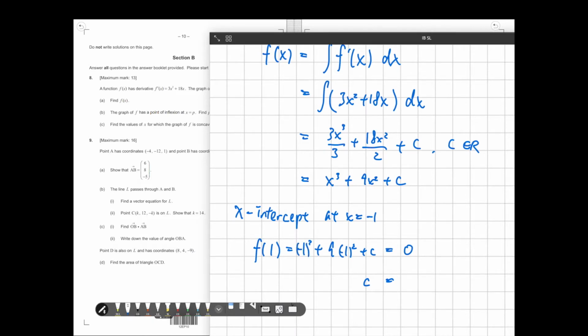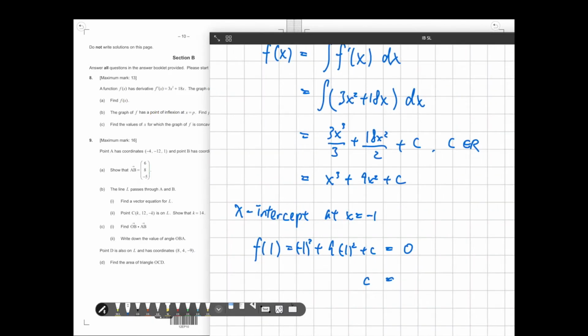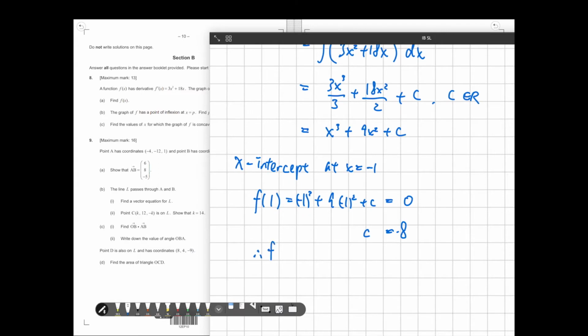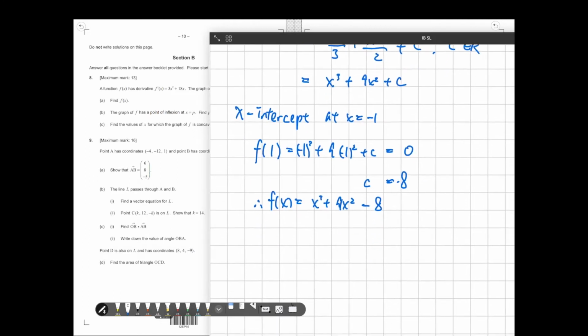So -1 cubed is -1, so we can get c to be -8. Yeah, so the function would be equal to x cubed plus 9x squared minus 8. So that is for part A.